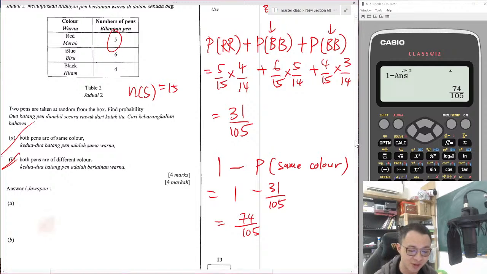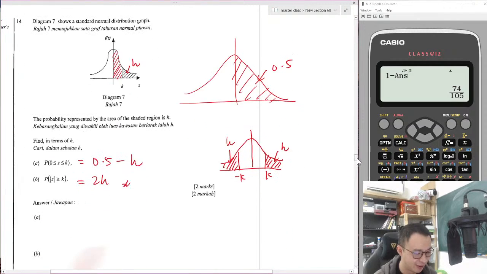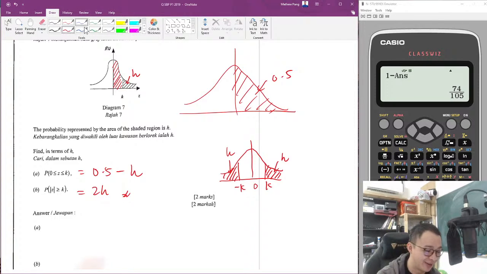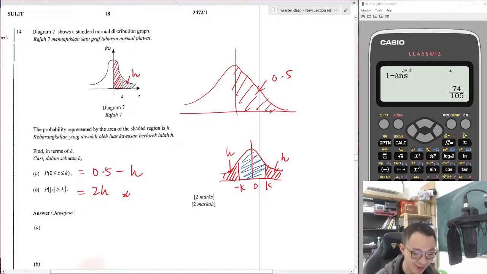Why not include the zero? Include the zero for what? Or why not include more than zero? I'm a bit lost. Which part has the more than zero? Oh, you mean why not include the middle part, isn't it? You mean why not include this part?